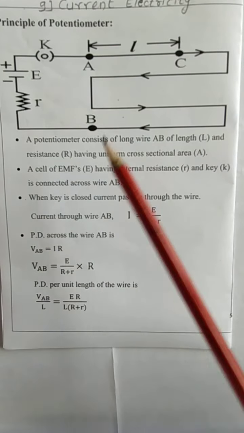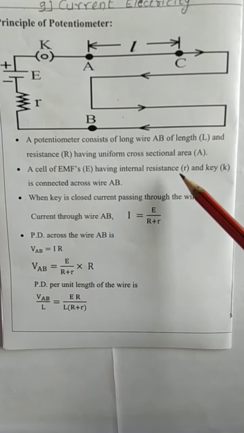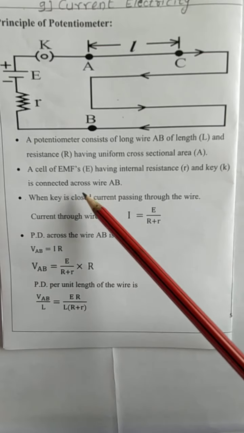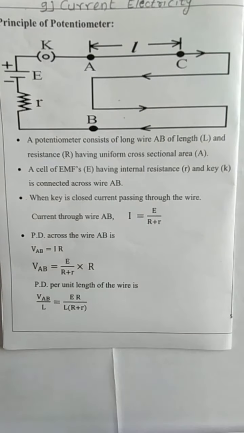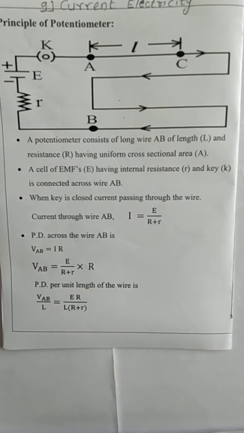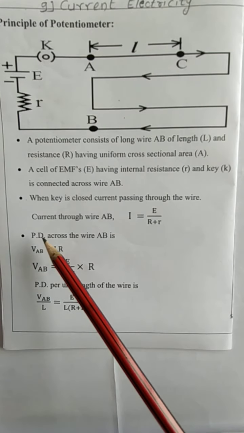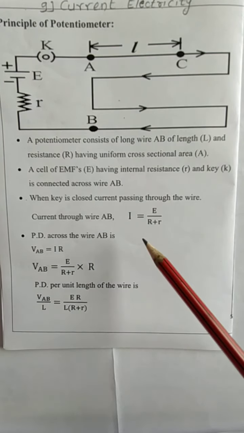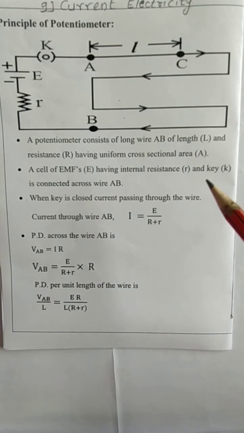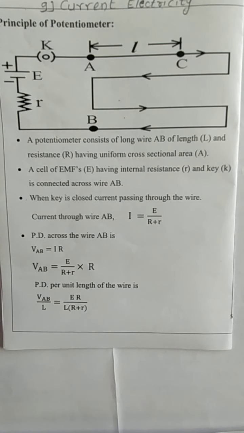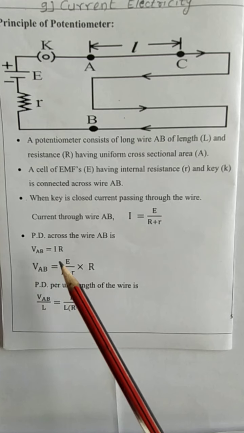A cell of EMF E having internal resistance r and key K is connected across wire AB. When the key is closed, current passes through the wire. Current through wire AB is I equal to E divided by R plus small r. The potential difference across the wire AB is VAB is equal to IR.